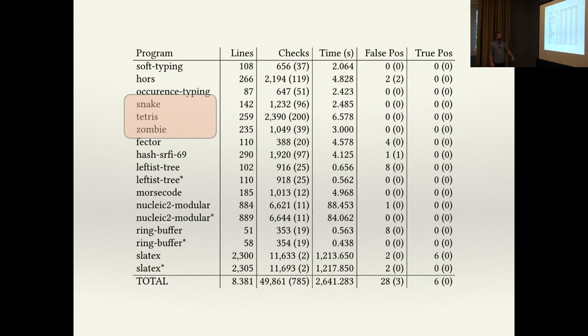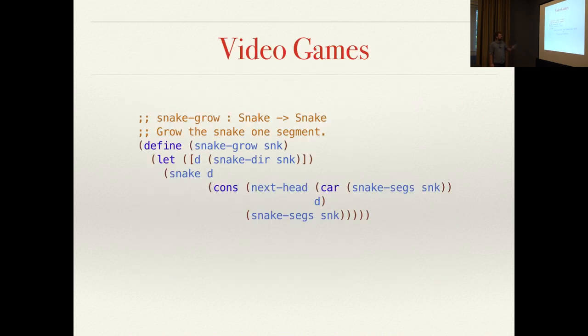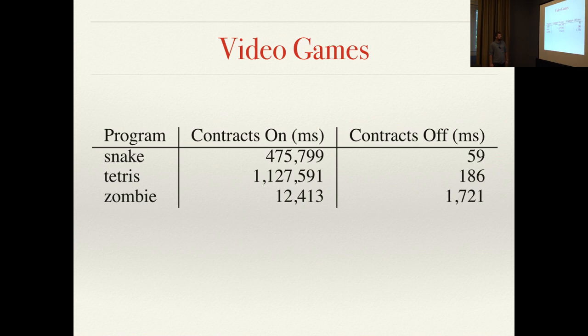I have more interesting stuff that I want to get to, so I'm going to skip through this, okay? This is about the runtime overhead. Okay, so in those three video games that we did, this is the time where you're doing the contract checking at runtime, we're able to verify all the contracts. So if you eliminate them, it's a potentially massive speed up that you get here.